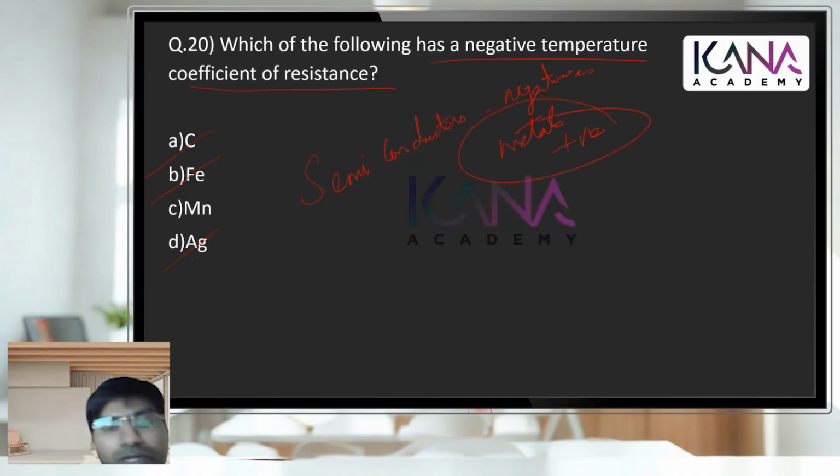So metals usually we can eliminate, but key wise we'll go with option C. But concept wise, remember that it's only the semiconductors that have a negative temperature coefficient of resistance, but in general metals will always have the positive temperature coefficient. Okay.